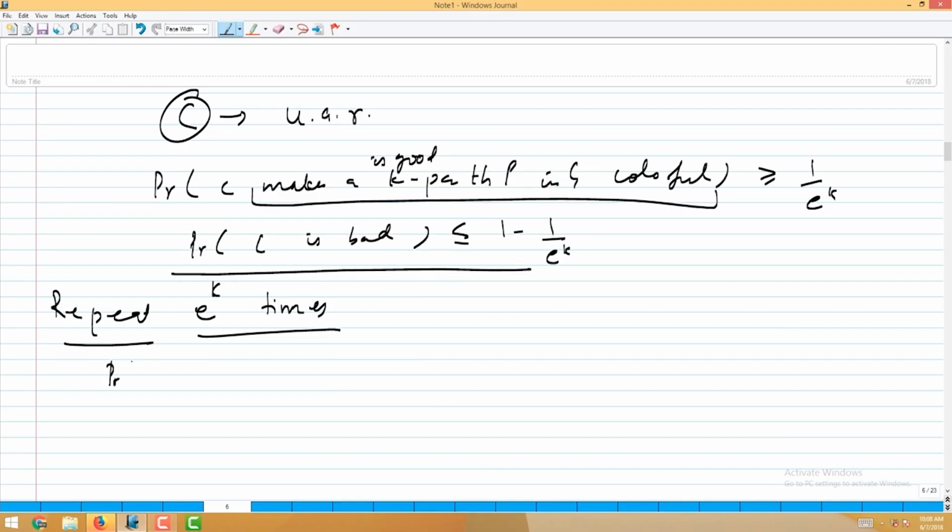So the probability that C is bad in all iterations will be this plus this plus this plus this. Oh no, sorry, it's not a union bound, it's an and. So when do we say no? We say no when this coloring is bad in all the iterations. It's bad in the first iteration and it is bad in the second, because if it was good in any one, I would have said yes, right?